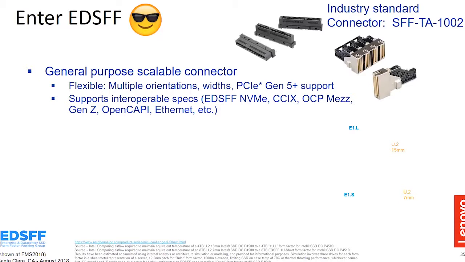So with this connector, the SFF TA1002, which is now an industry standard in SNIA SFF, we've done that. And it supports lots of different orientations and widths. It can go by 4, by 8, by 16. It supports lots of different interoperable specs. Our main focus in the EDSFF group was NVMe, but it can also support other protocols like CXL, which is also something that can go over PCIe. OCP NIC, which is a different card in OCP that's for I/O, so that same connector can be used. Gen-Z, OpenCAPI, Ethernet. This connector is very versatile, and it'll support all the speeds that we're looking for and all the future-proofing of our backplane designs.